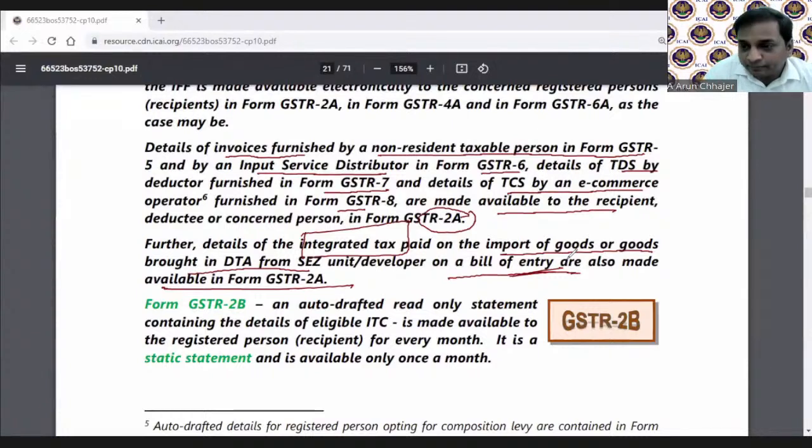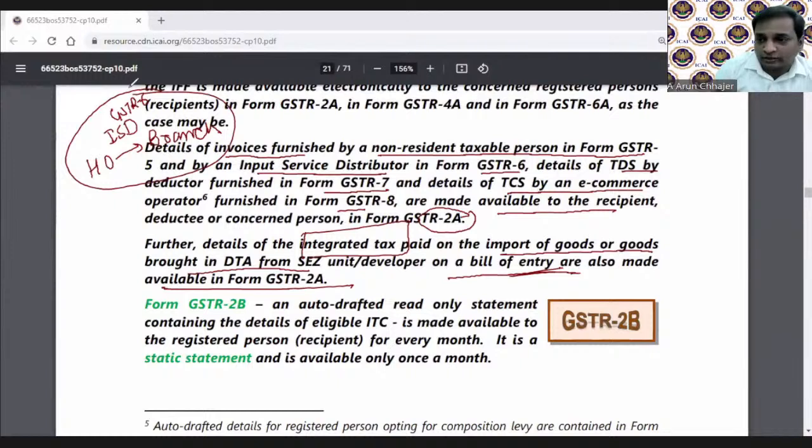ISD full form is Input Service Distributor. There is a concept of head office and branches. The head office can transfer the credit to the branches through ISD. For that, they will file the GSTR 6, but that is not in our syllabus. So I'm not talking about it in detail.